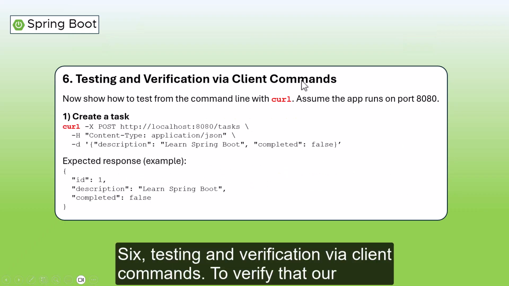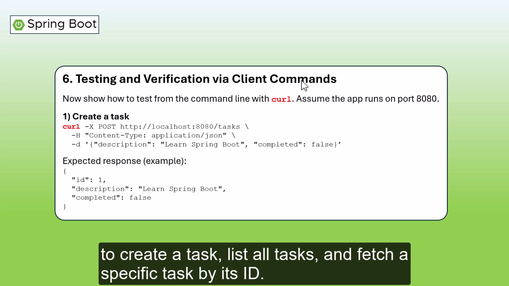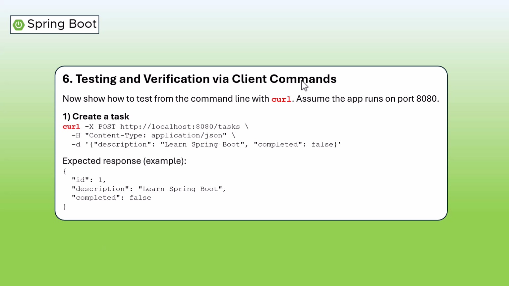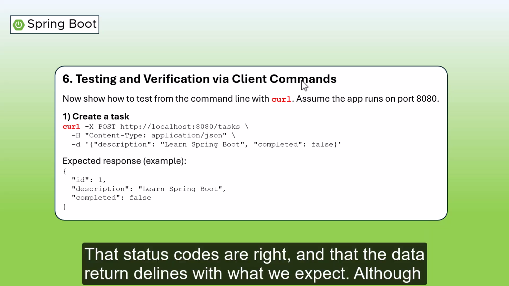6. Testing and verification via client commands. To verify that our API behaves as expected, we use client-side commands, for example command line calls, to create a task, list all tasks, and fetch a specific task by its ID. This exercise is crucial. Beyond writing code, we must confirm that the endpoints behave correctly, that status codes are right, and that the data returned aligns with what we expect.